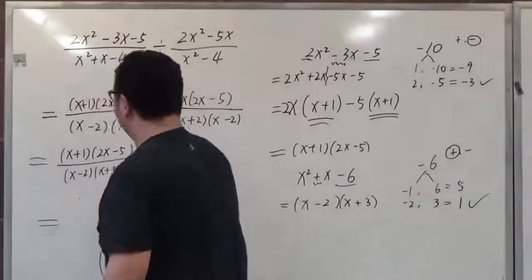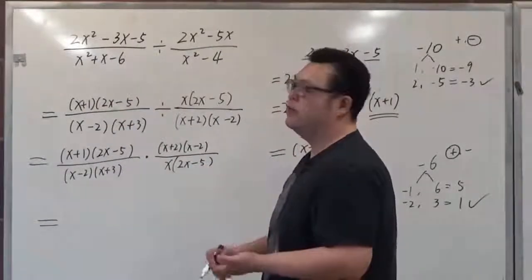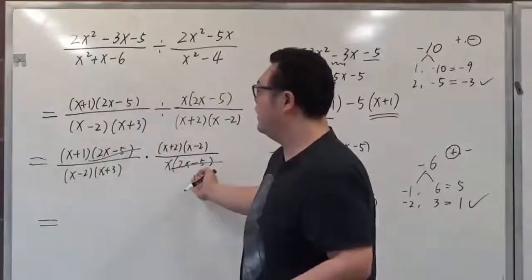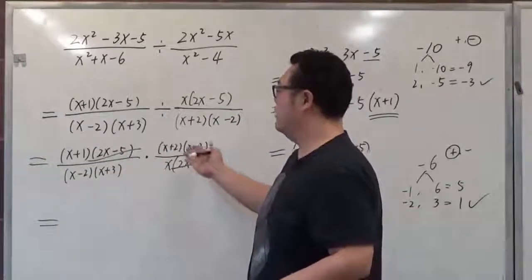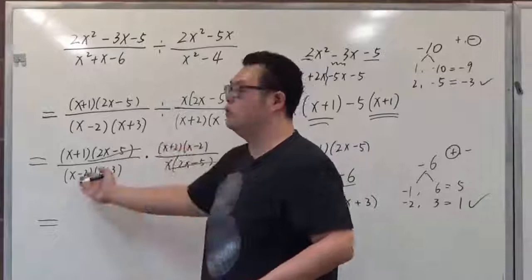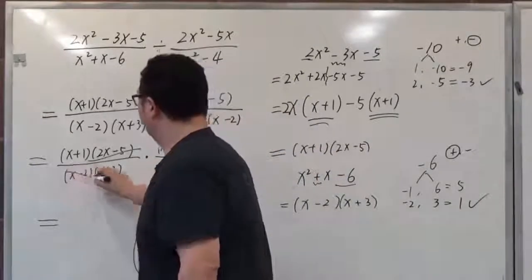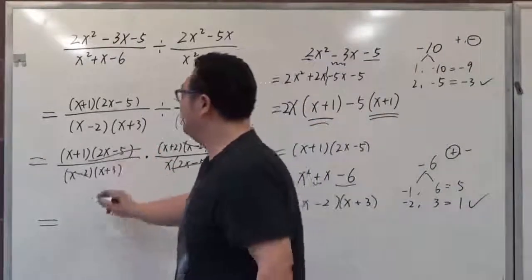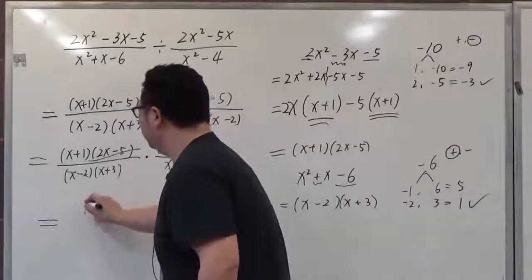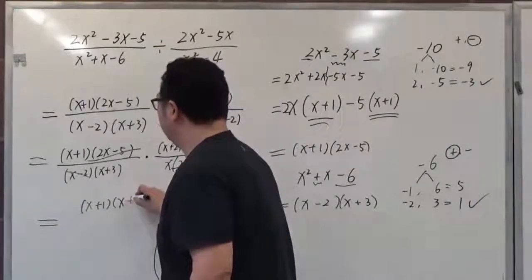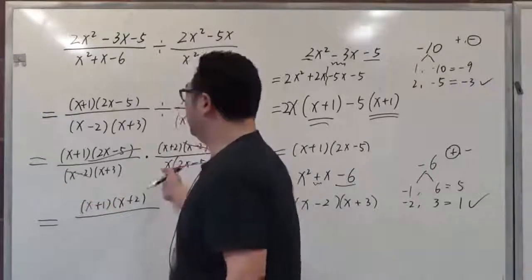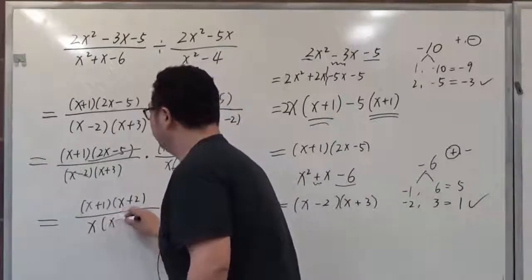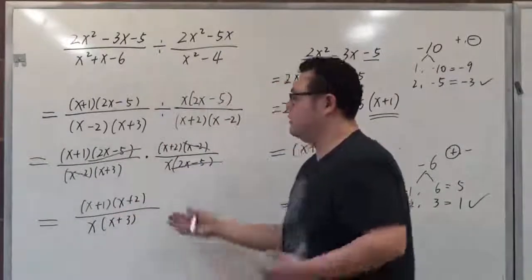Whenever we see a numerator that matches a denominator, we're able to reduce it or simply cross it out. As we see, 2x minus 5 and 2x minus 5 match, and also x minus 2 matches. Nothing else can be reduced. Therefore, we have x plus 1 on the numerator times x plus 2 on the numerator. Also, we have x alone on the denominator as well as x plus 3 on the denominator. So that will be our final answer.